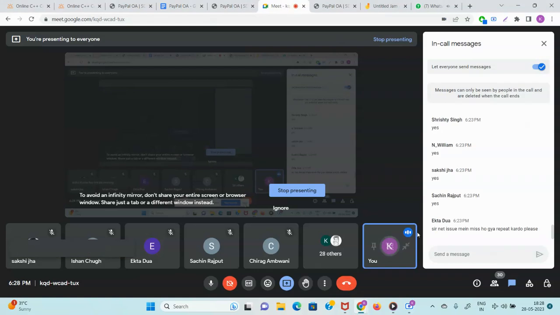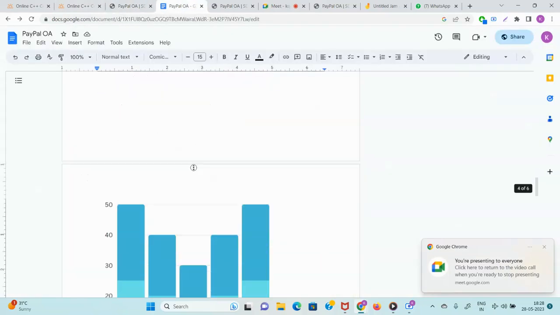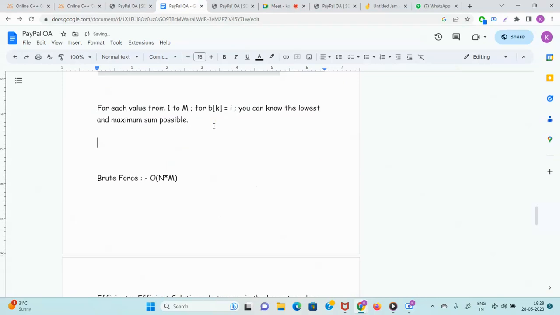Guys, tell me. This is my question to everyone. It's very important. How will you know if d of k is equal to i? How will you know if this is valid? How will you know if this is a valid array?